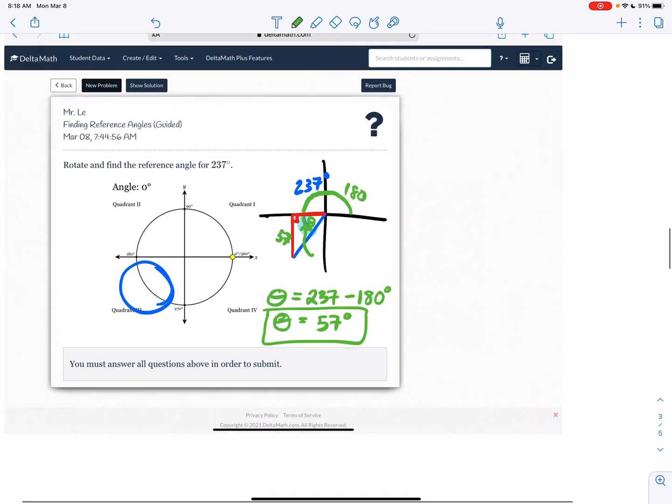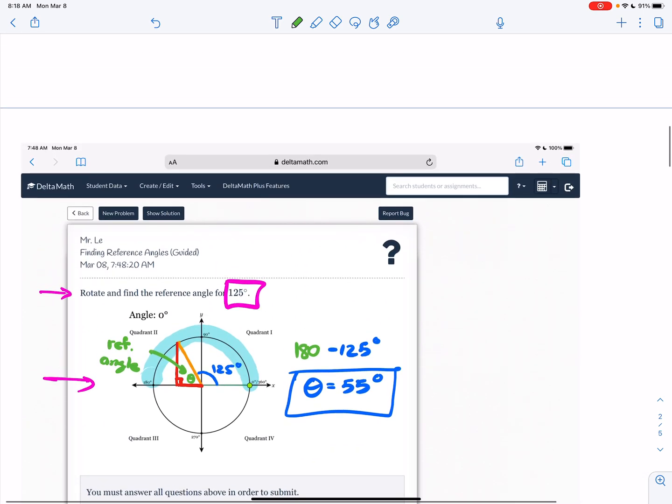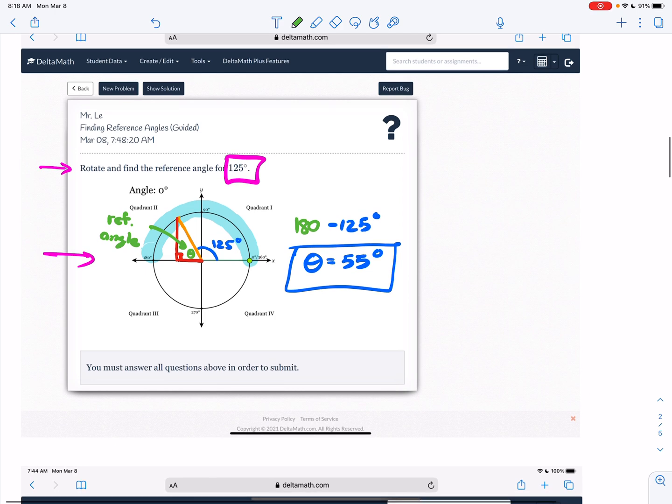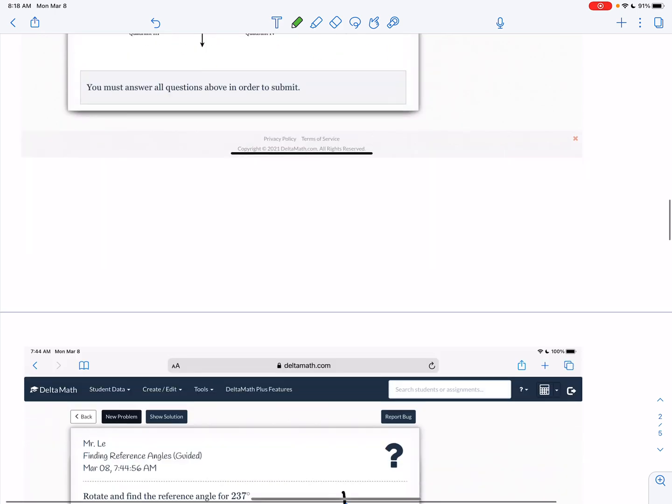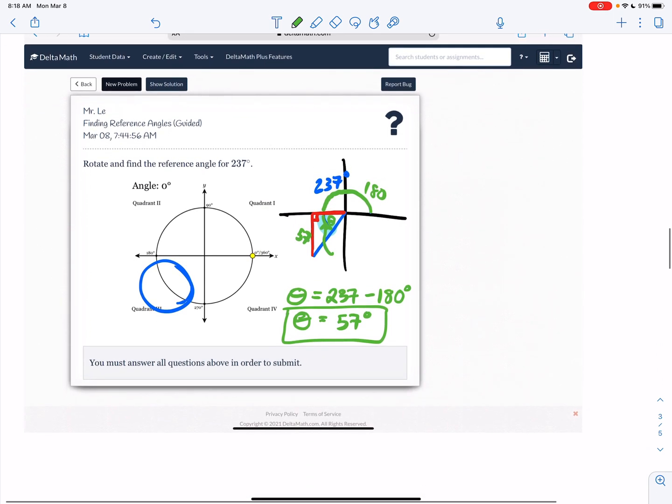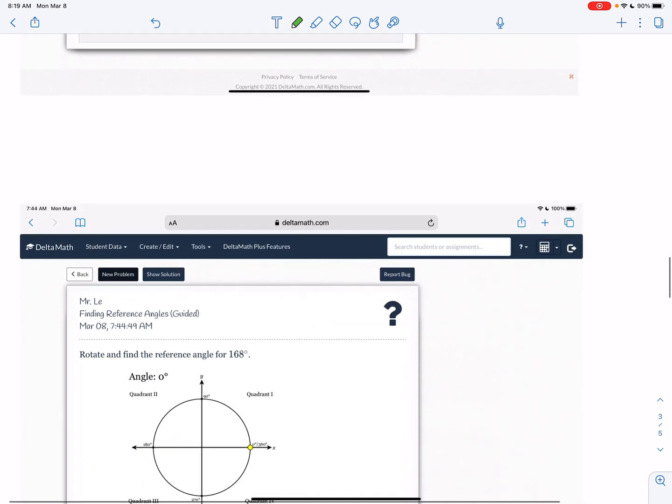So in quadrant 2, we subtracted from 180. 180 goes first. In quadrant 3, we subtracted 180, so 237 minus the 180. So a little bit different. You could stick with rules, but I really don't encourage it. Just think about it logically. How would you get that leftover piece?